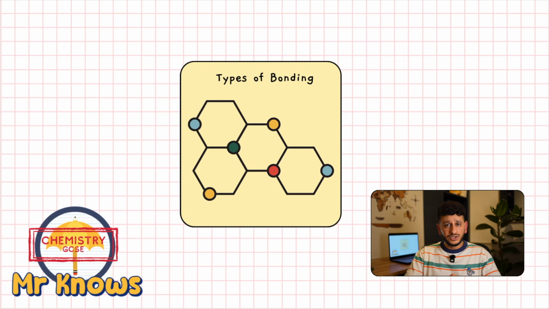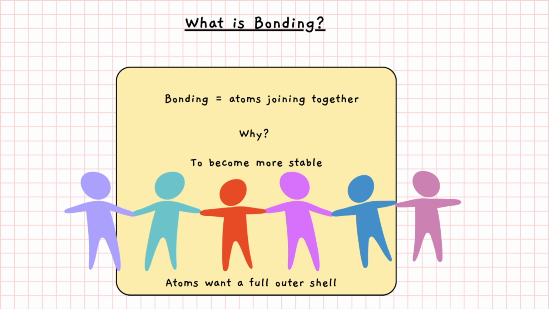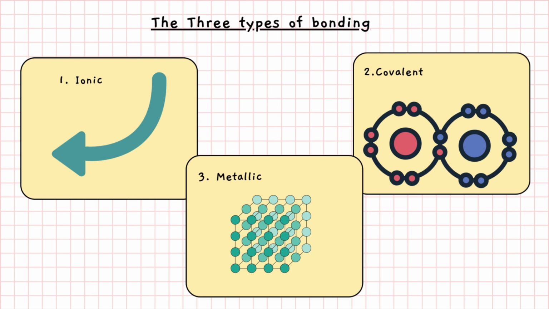If you want full marks in GCSE Chemistry, you need to understand this properly. In this video, we'll be covering types of bonding for paper 1, made simple, clear, and exactly how the examiners expect it. Bonding is simply atoms joining together, but they're not doing this for fun. Atoms want to become more stable, and the way they do that is by getting a full outer shell of electrons. There are 3 types of bonding you need to know: ionic, covalent, and metallic.